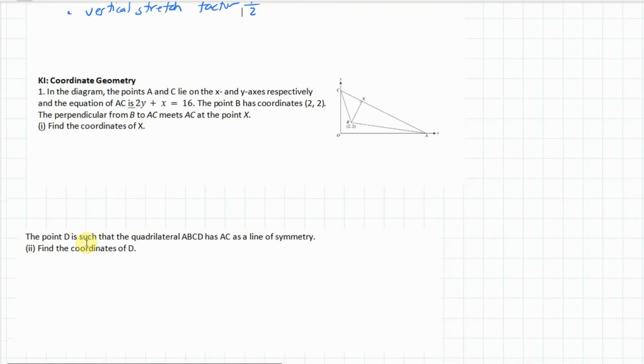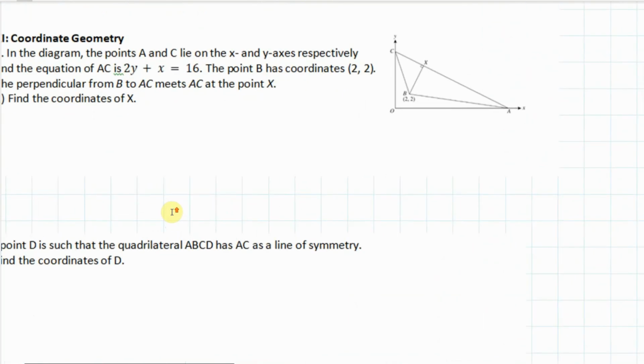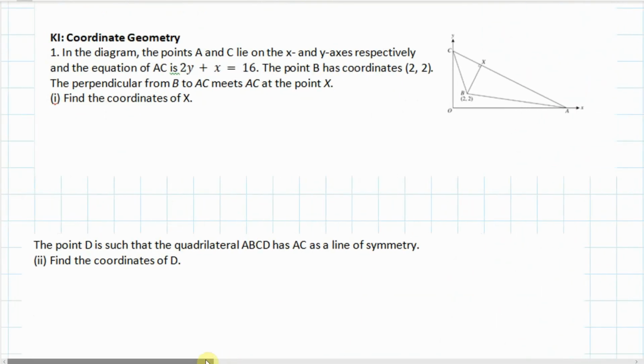The next one is a coordinate geometry question, and we've got A and C lying on the y and x axis, and we know that the equation of the line is 2y plus x equals 16, and we know that point B has coordinates 2, 2, and maybe I'll zoom in a bit so you can see this. Hopefully that's a bit better. And we know that the perpendicular from B to AC meets at point X, and we've got to find the coordinates of X. Okay.